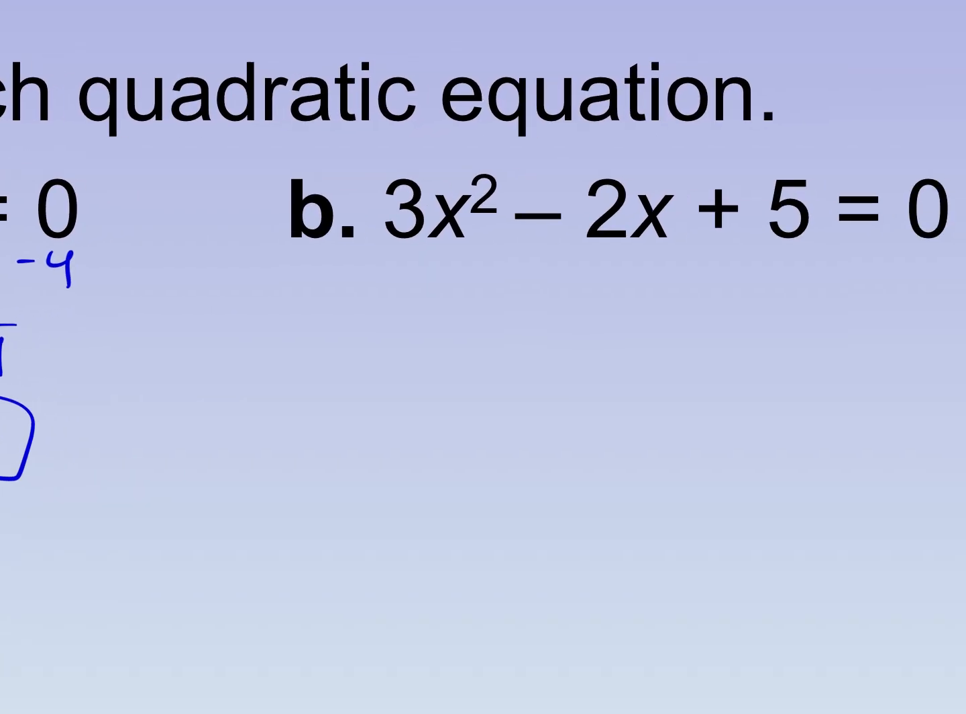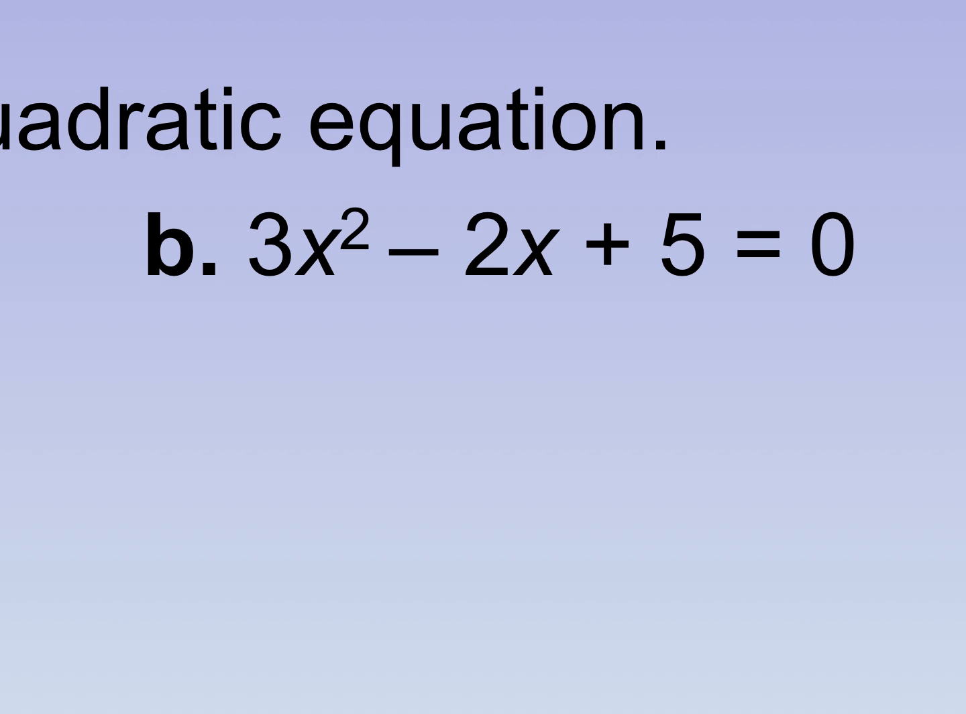Let's do B. First, let's see if we can factor. I'm going to multiply the first times the last. We got 15. Do we have two factors of 15 that add to -2? 3 and -5. What's 3 times -5? -15. Was I looking to see what multiplies to -15? No. So does 3 and -5 work? No. Does anything work? No. So what do we have to do?